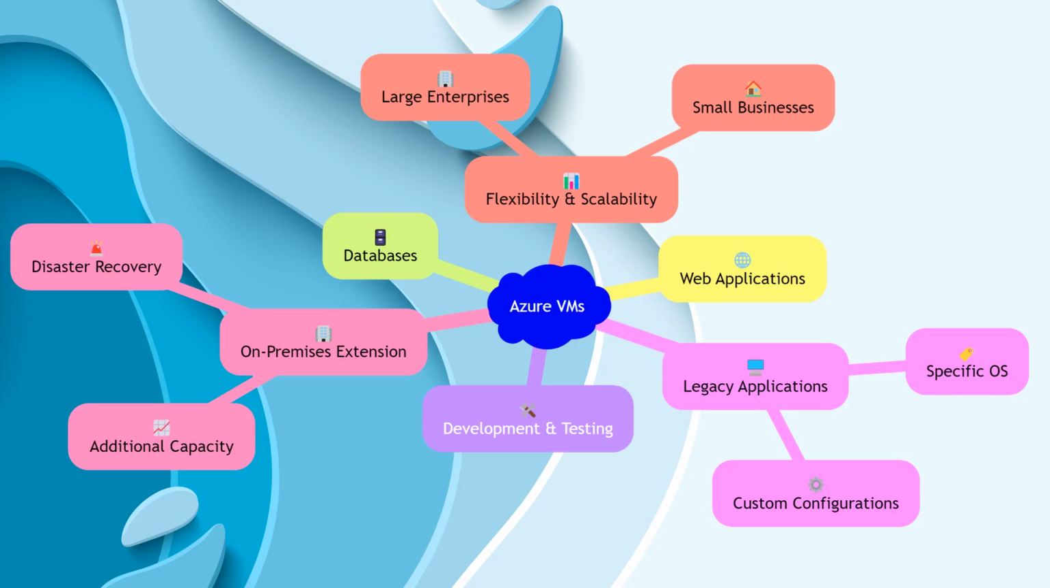Azure VMs are versatile and can be used for a wide range of applications. Common use cases include hosting web applications, running databases, and supporting development and testing environments. They are also ideal for running legacy applications that require specific operating systems or configurations. Azure VMs can be used to extend on-premises data centers, providing additional capacity during peak times or for disaster recovery purposes. Their flexibility and scalability make them suitable for both small businesses and large enterprises.